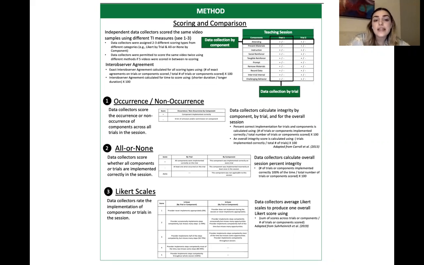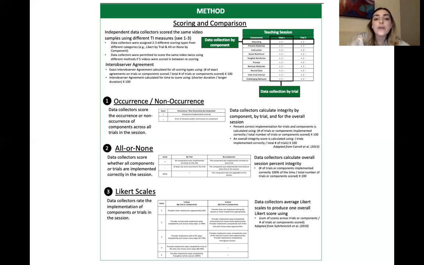Our first category of data collection was occurrence non-occurrence. Here, data collectors scored a plus or a minus for the occurrence or non-occurrence of each component across all trials in the session. Data collectors calculated a percentage of correct implementation for trials, components, and an overall integrity score. This was the most specific of our data collection systems, so we compared the reliability of our other data collection methods to the occurrence non-occurrence.